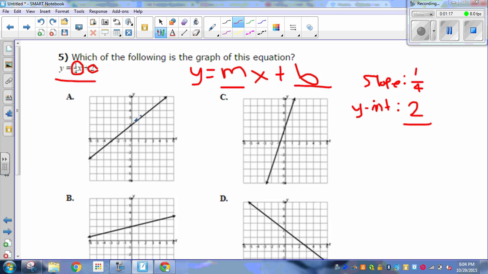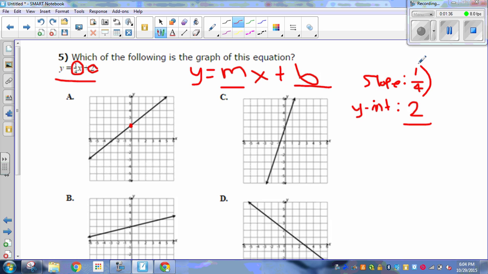So I'm going to go on my graph and I'm going to plot 2. And my advice is just to use A as a graph and graph it on A. And once I plot the y-intercept, I see, ooh, this might actually be the graph. But don't be fooled. All of them actually do have a y-intercept of 2. So that's not going to work. But my advice is just keep graphing.